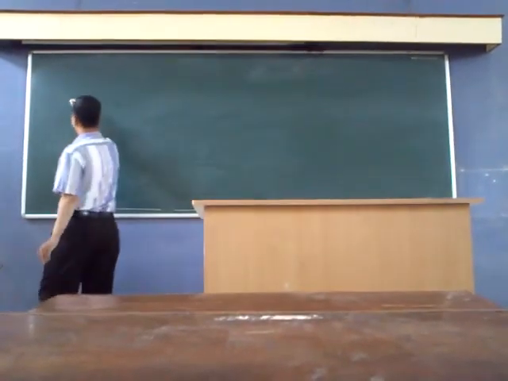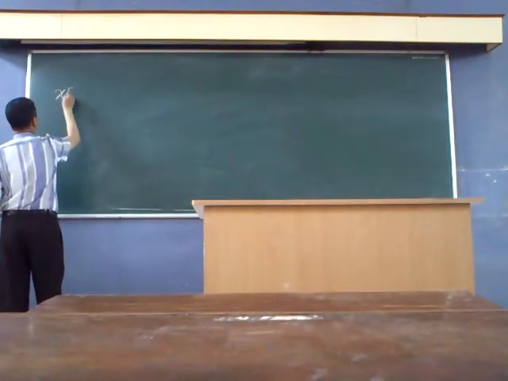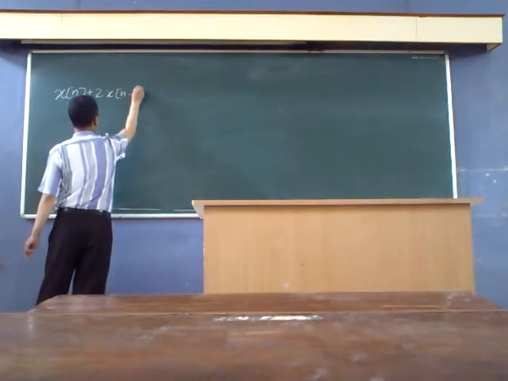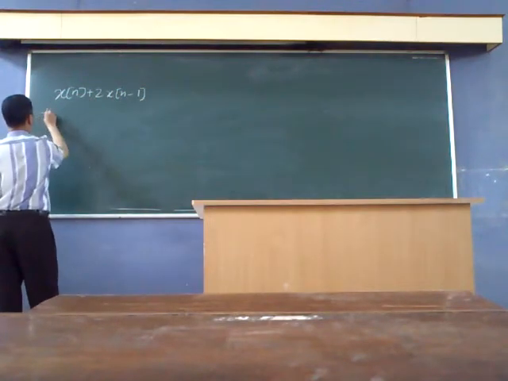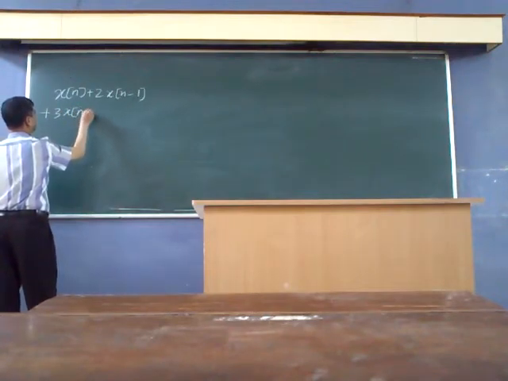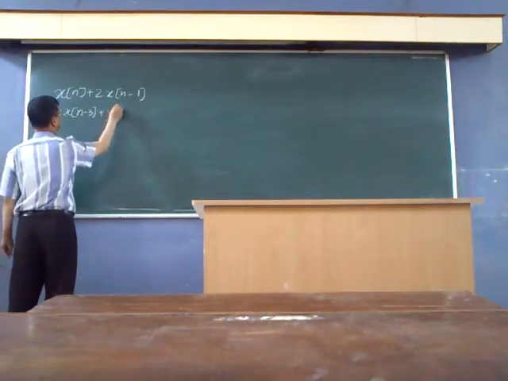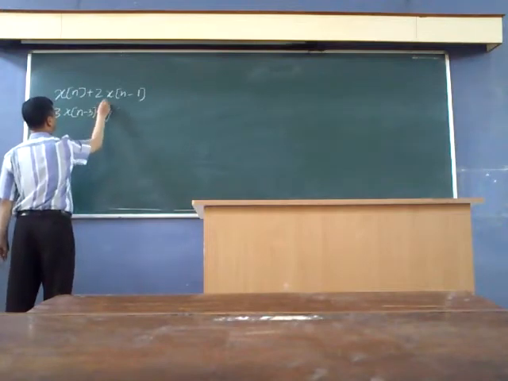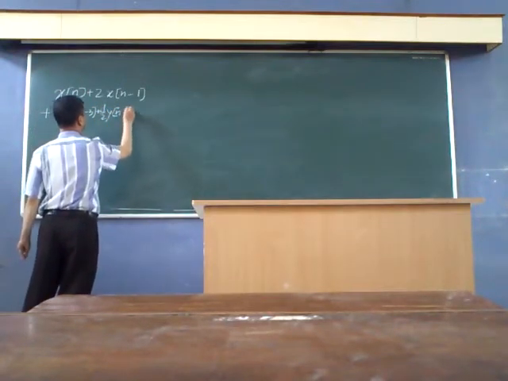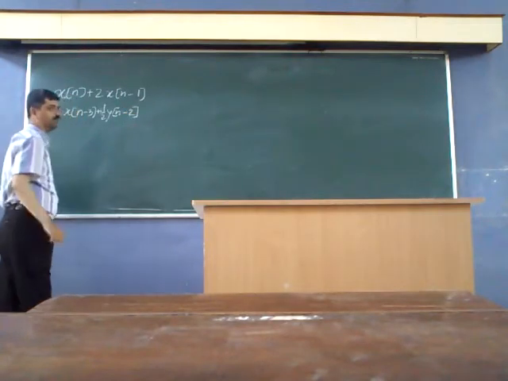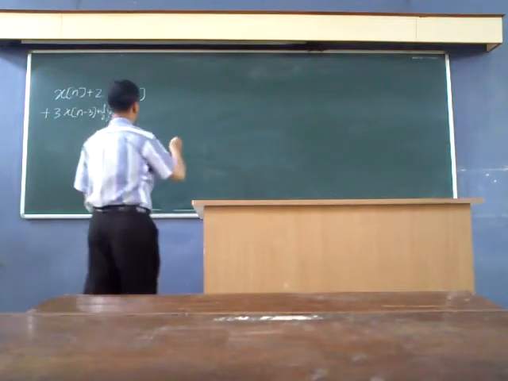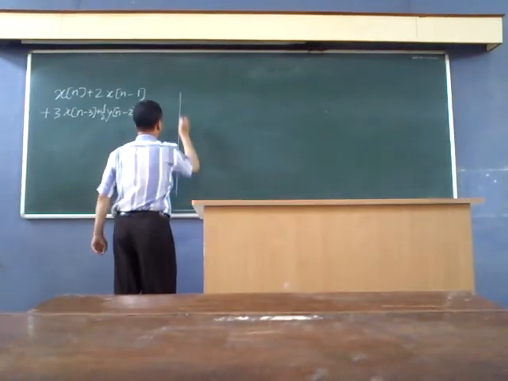The equation is yn = xn + 2xn minus 1 + 3xn minus 3 + half yn minus 2 + half yn minus, correct? So now we try to have a schematic.